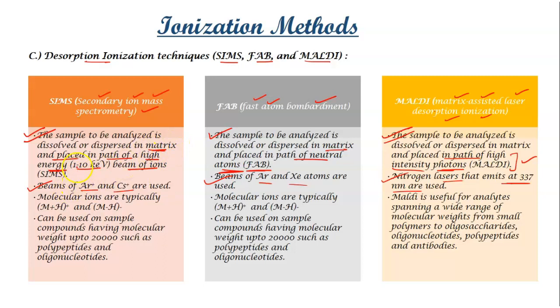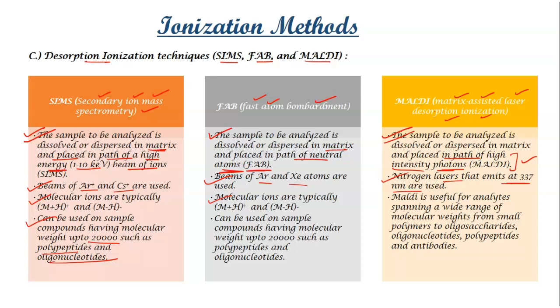And in SIMS, what is happening? Molecular ions are typically formed, it could be M plus H positive or M minus H negative. And in case of FAB also, the similar molecular ions are going to be formed. And your SIMS can be used for sample compounds having molecular weight up to 20,000, such as polypeptides and oligonucleotides. And जो आपके FAB है, it could also be used for the same polypeptides and oligonucleotides.